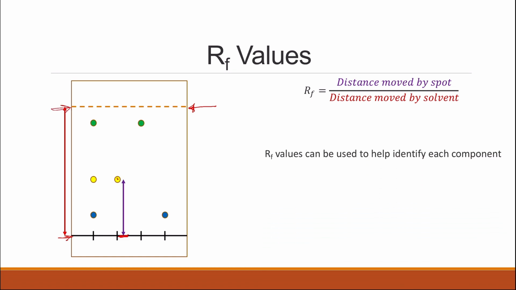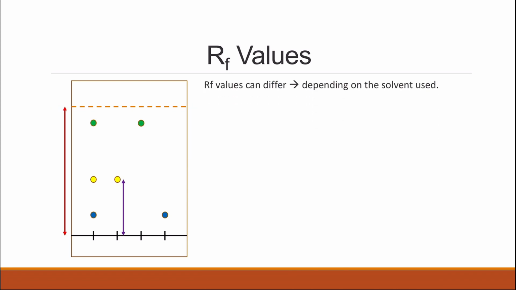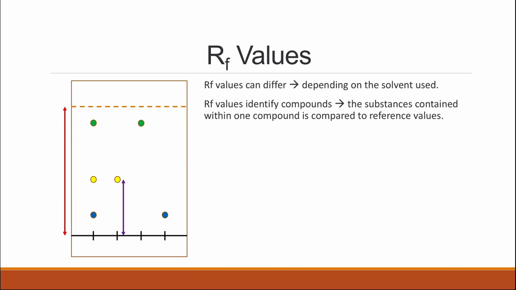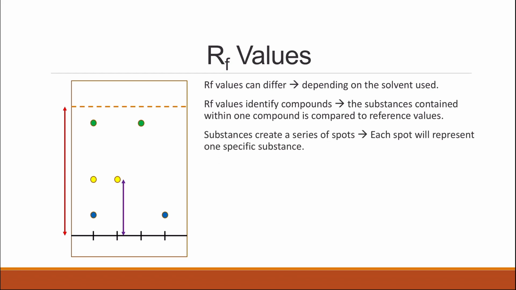RF values can be used to identify each component. The RF values can differ depending on the solvent we used because different substances will have different solubilities in different solvents. The RF value can be used to identify compounds as well because the substances contained within a mixture are compared to a reference value. So each component in a mixture has a different RF value and can be compared to a reference value.